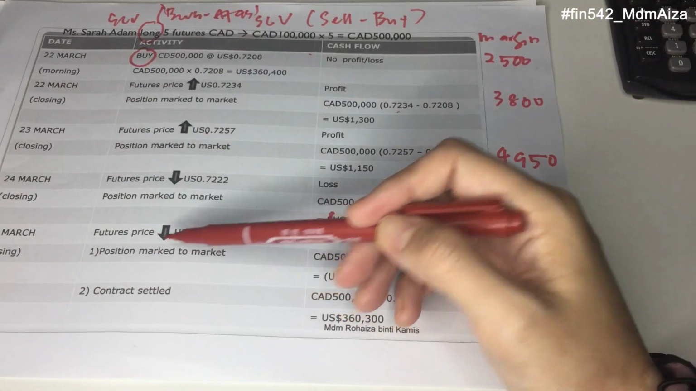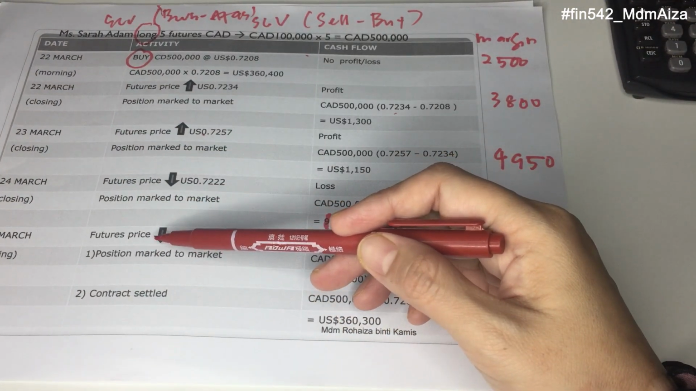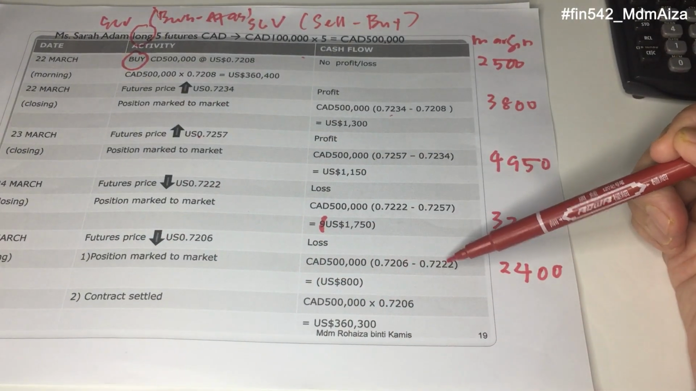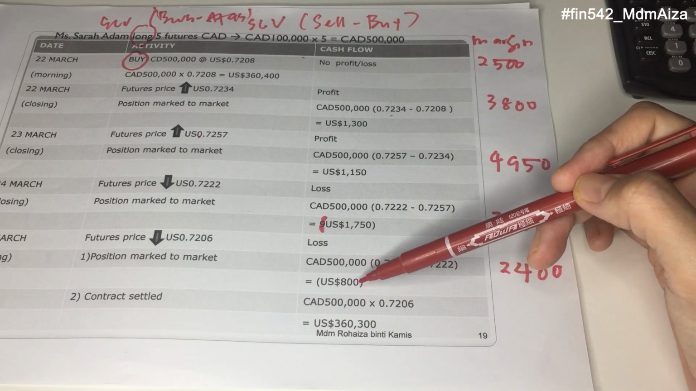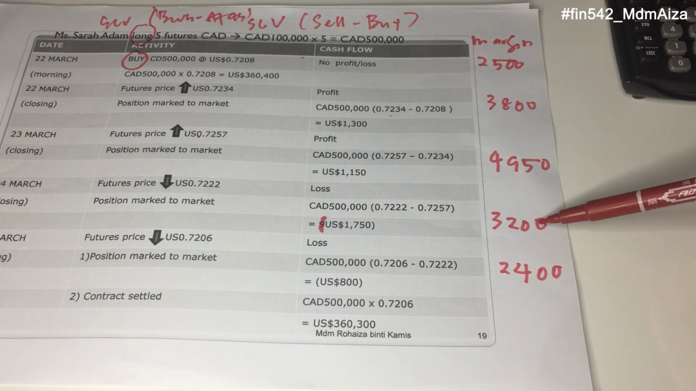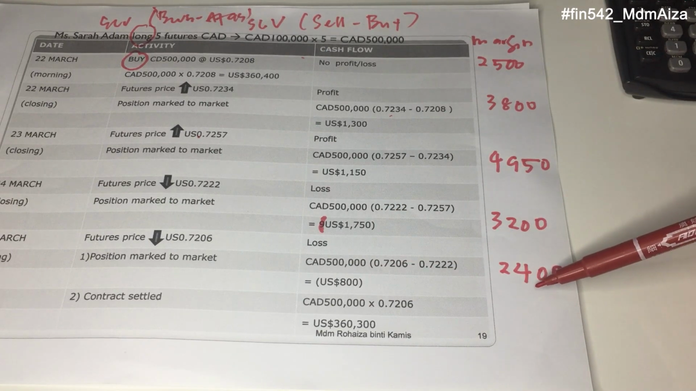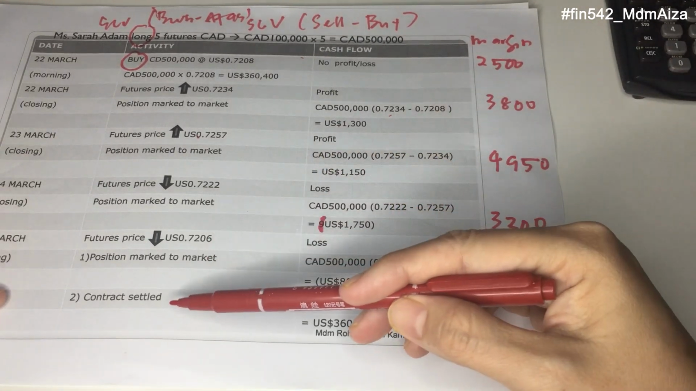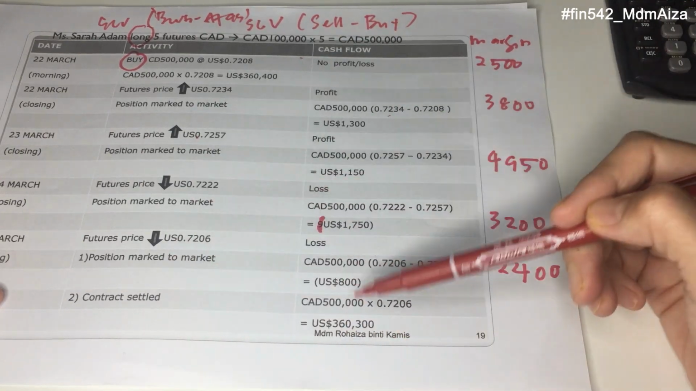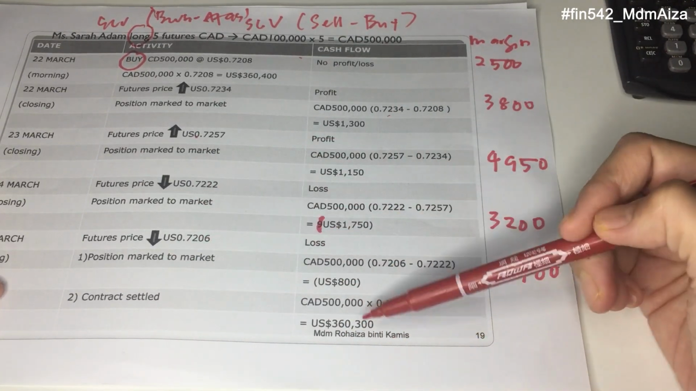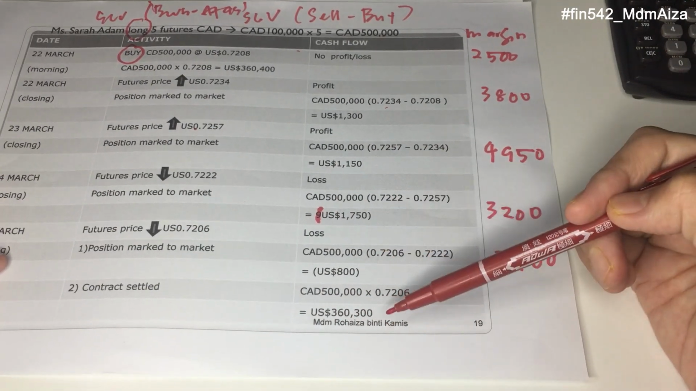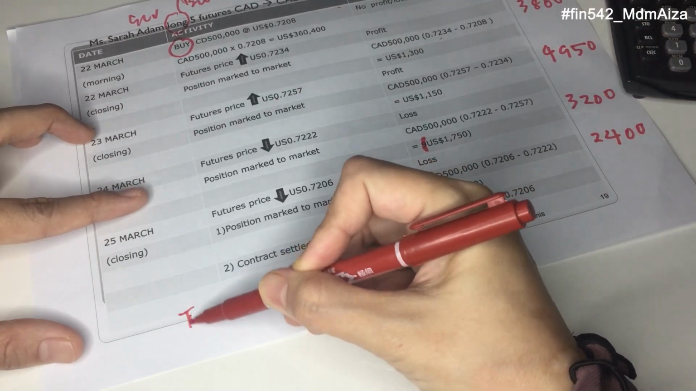On the 25th of March, the price drops further, so we have a loss: 7206 minus 7222 times 500,000, a loss of 800. So what happens to the margin? 3,200 minus 800 leaves 2,400, still above the minimum margin of 1,000. No need to make any margin call. Then we calculate the contract settlement: 500,000 times 7206 gives 3,603,000. So now we need to calculate profit and loss.